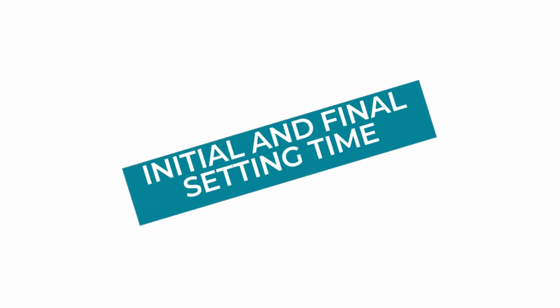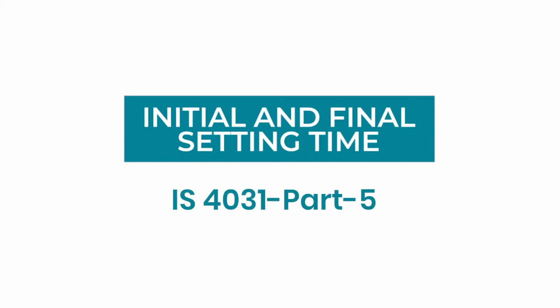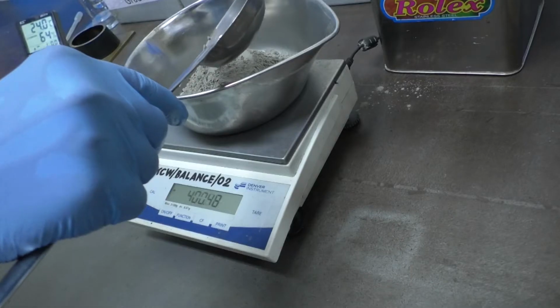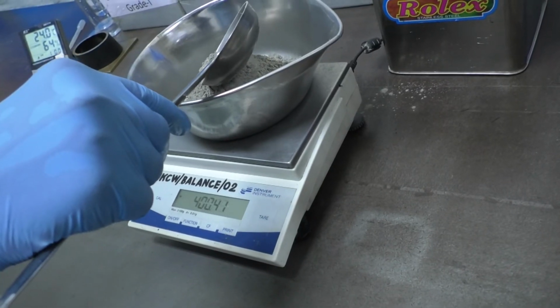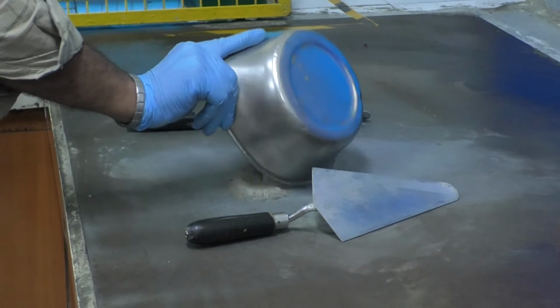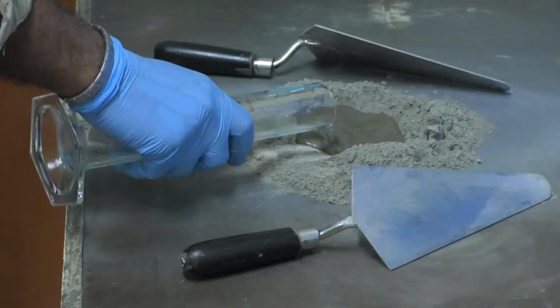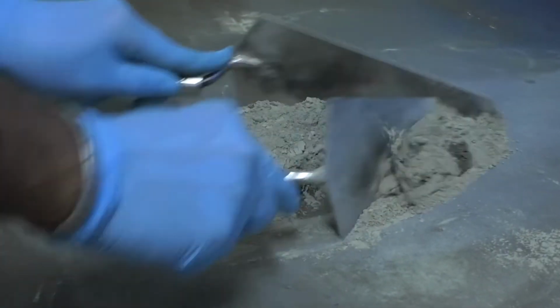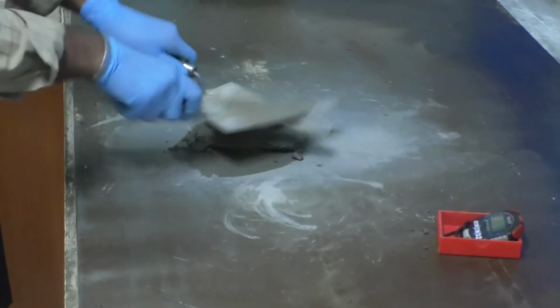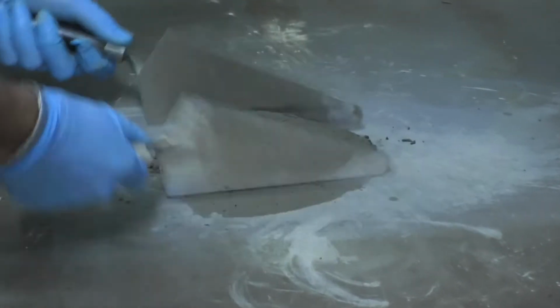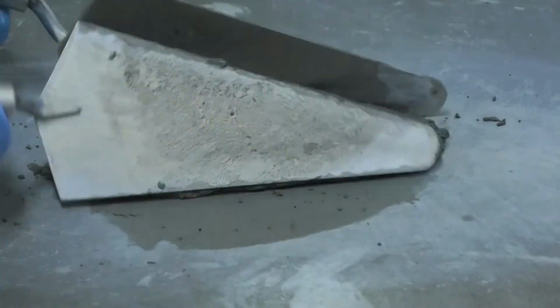Initial and final setting time. This test is performed as per IS 4031 Part 5 to determine the initial and final setting time of cement. Prepare cement paste using water 0.85 times of consistency in 3 to 5 minutes. Start the stopwatch when water is added.